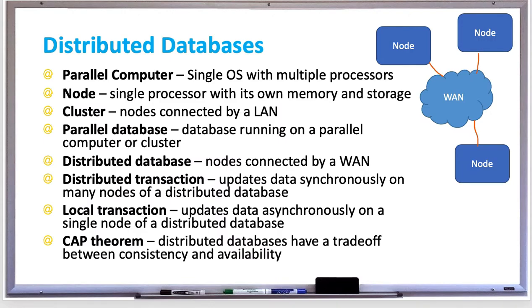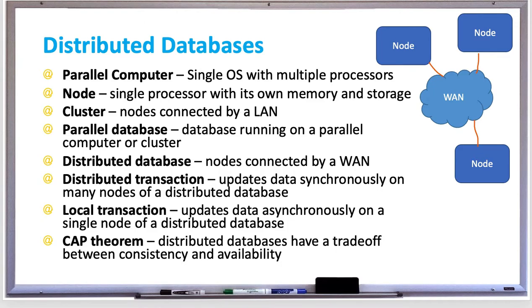In this video, we're going to learn a little bit about distributed databases. So a parallel computer has one operating system that can manage multiple processors, allowing them to process multiple instructions concurrently. There's three types of parallel computer processors.